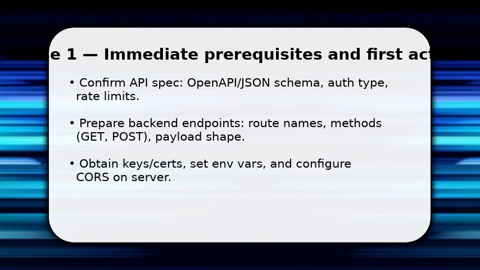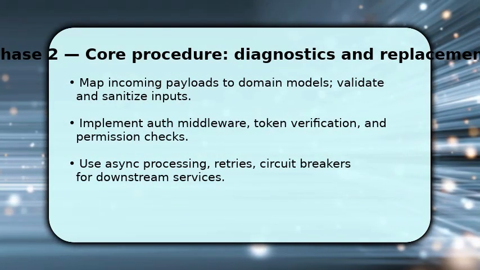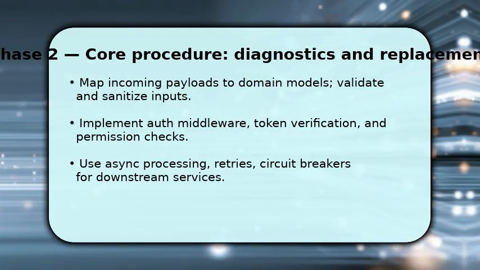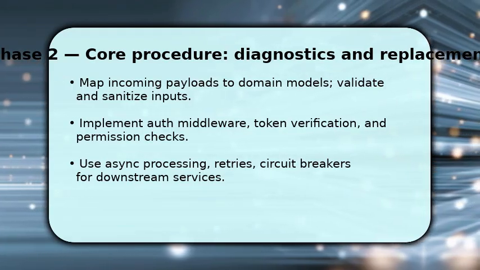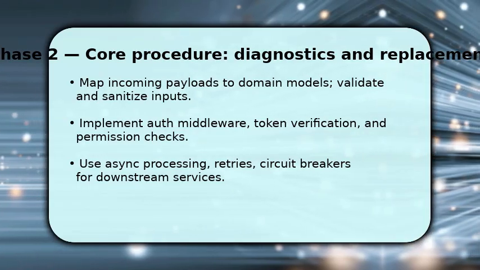You now implement the core integration. Validate, sanitize, and map request payloads directly into your domain models so business logic receives consistent types. Then, wire authentication middleware to verify tokens or API keys and enforce permission checks before any state change.